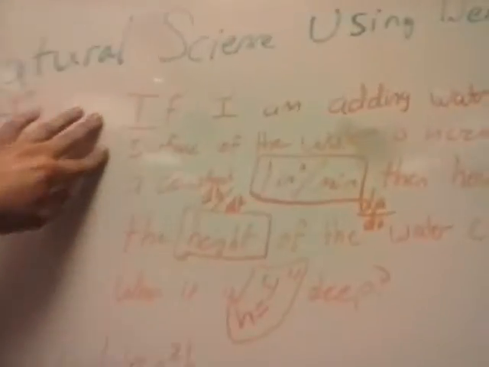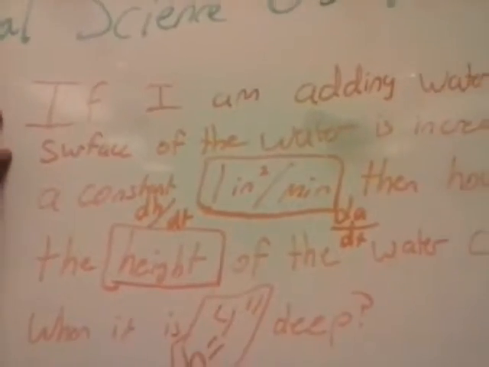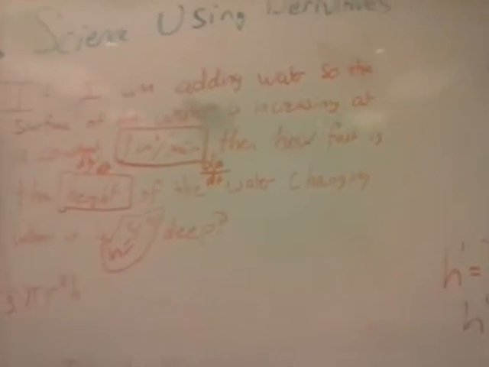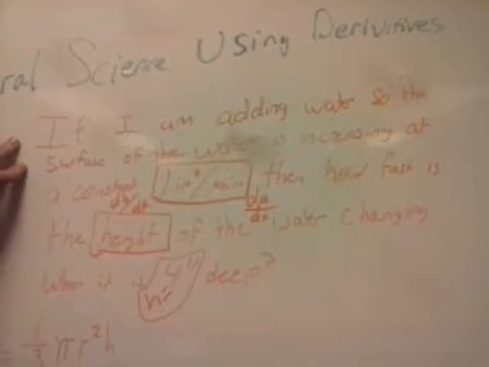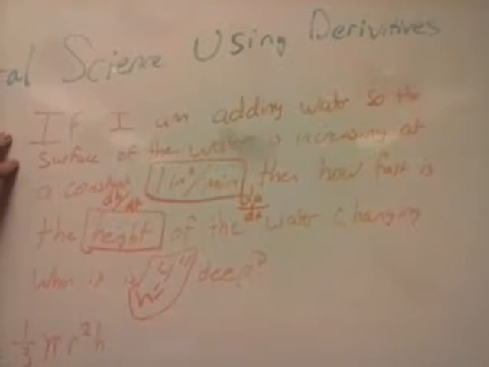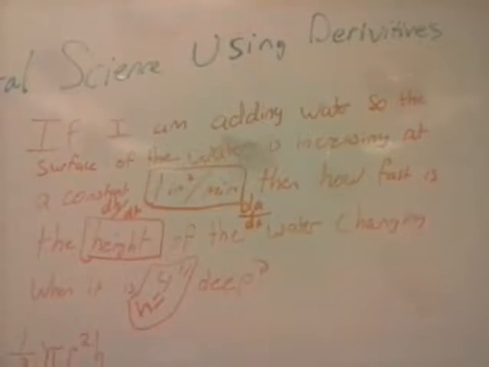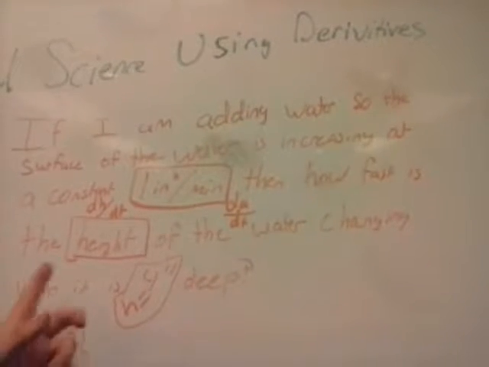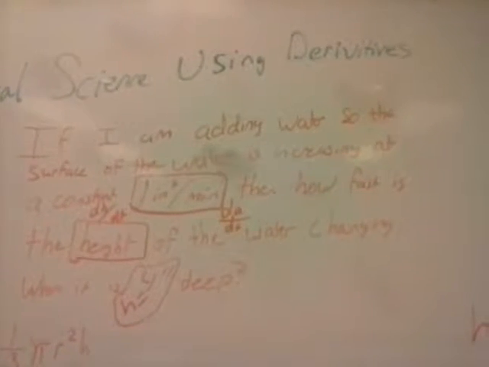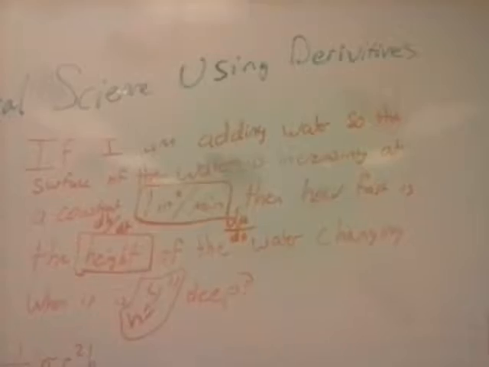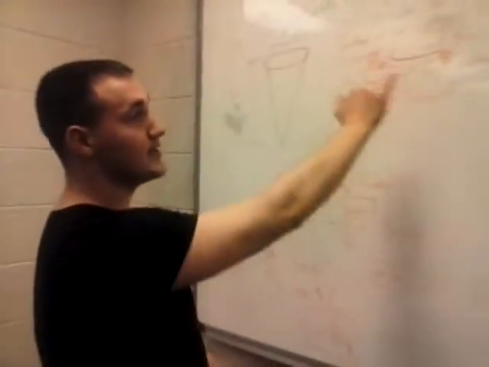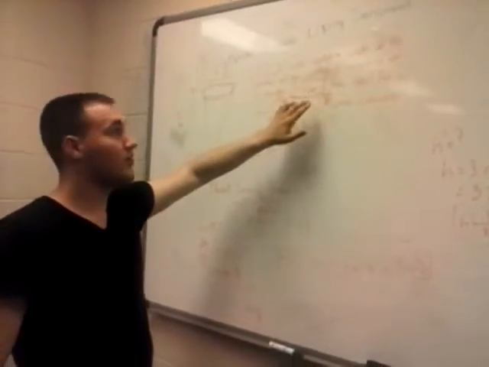Here, if you look up here, it is asking you, if I am adding water so the surface of the water is increasing at a constant 1 inch squared per minute, then how fast is the height of the water changing when it is 4 inches deep? So I've already boxed it up. I've already looked at it.